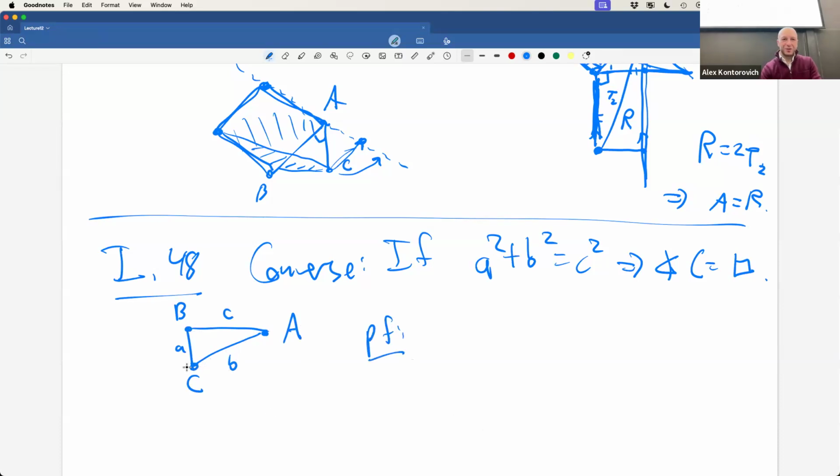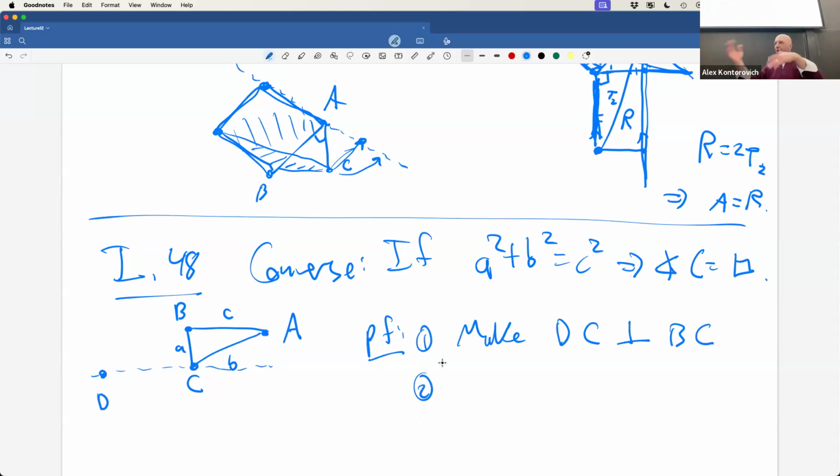The first step is drop a perpendicular at C. Make DC perpendicular to BC, and D is some point over here. So this is step 1. Why can we drop perpendiculars? We know how to drop perpendiculars.